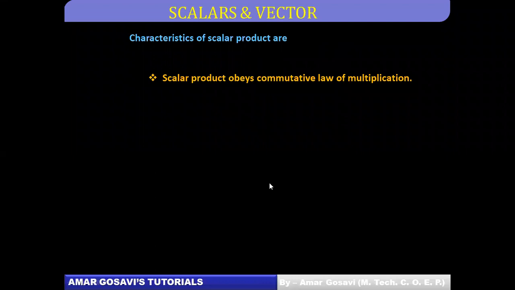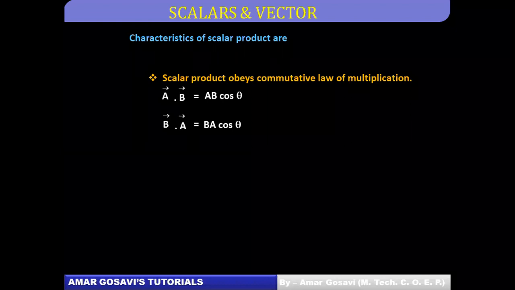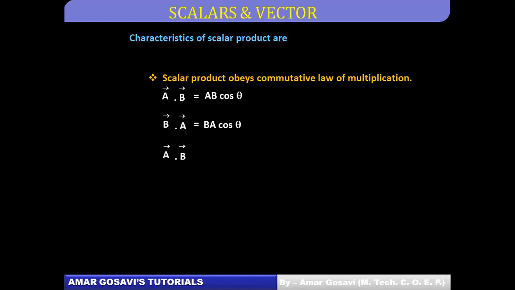Let's understand it this way. Say, for example, a bar dot b bar can be written as ab cos theta. Similarly, b bar dot a bar is also ba cos theta. So you can change the order. That means a bar dot b bar can also be written as b bar dot a bar. This type of law, we call the commutative law of multiplication. You can just reverse the order; it's not going to affect the calculations. So this is the first characteristic of a scalar product, friends.